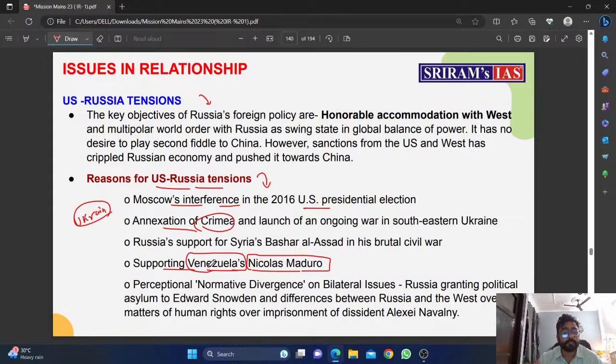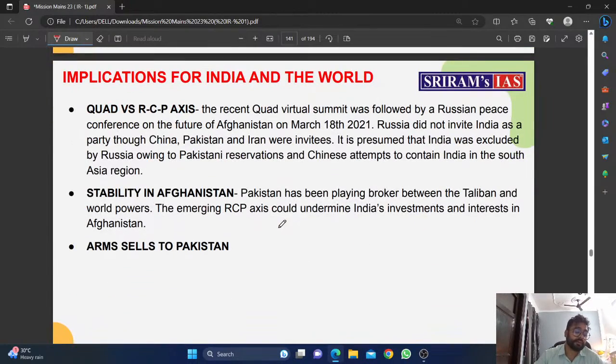And then there is a perceptual normative divergence on bilateral issues, like Russia is granting political asylum to Edward Snowden, and the difference between Russia and the West over the matters of human rights, over the imprisonment of dissident Alexei Navalny. Now basically this was a person, a Russian diplomat that has been arrested in America. So these are some areas where both the countries are facing issues.